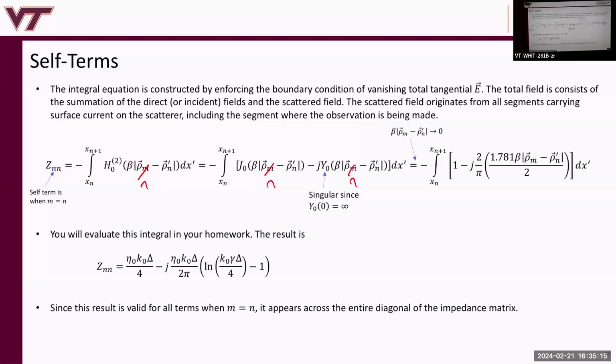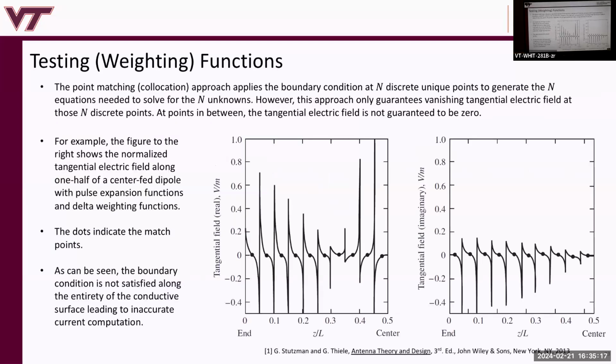So let's take a look at what happens when we just do point matching. The point matching collocation approach applies the boundary condition at n discrete points, at unique points, to generate the n equations needed to solve for the n unknowns. However, this approach only guarantees a vanishing tangential electric field at those n discrete points.